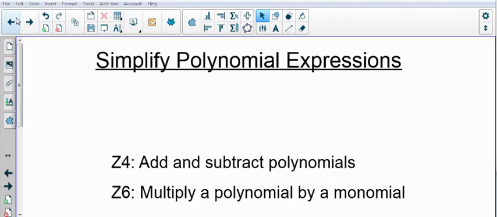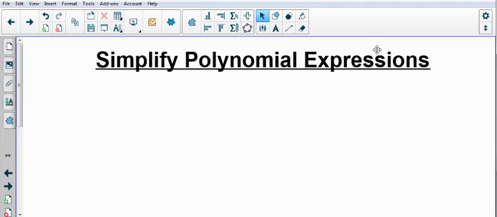Okay, so simplify polynomial expressions. In your notebook, you want to put a nice big heading, like bold it, double underline it, whatever you need to do. Simplify polynomial expressions. We need to start with, what does polynomial mean?